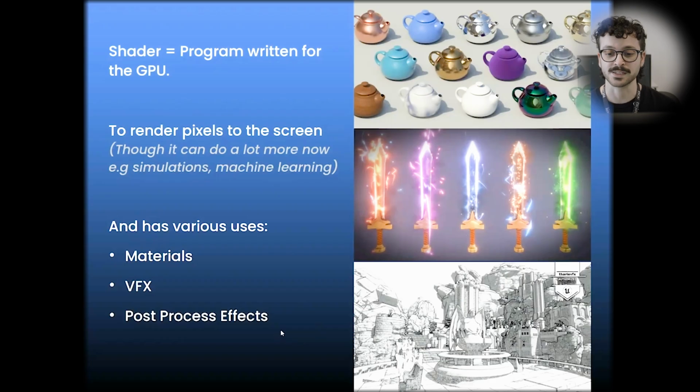And it has a lot of uses. So most commonly it's used for materials and surfaces. It's also used for visual effects, post-process effects. In general, if you see anything on the screen that is 3D graphics or is in some way artful, it has probably been through and contains a shader and has been through the shader pipeline.